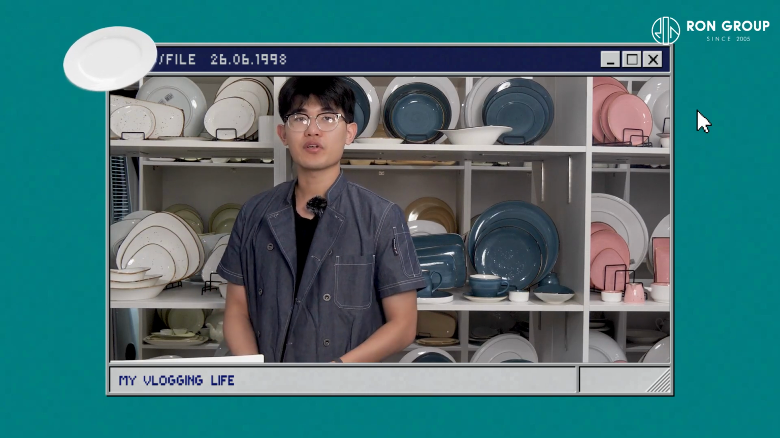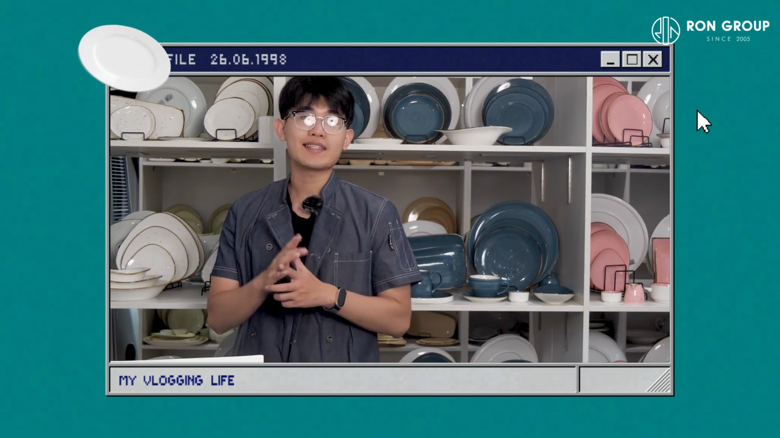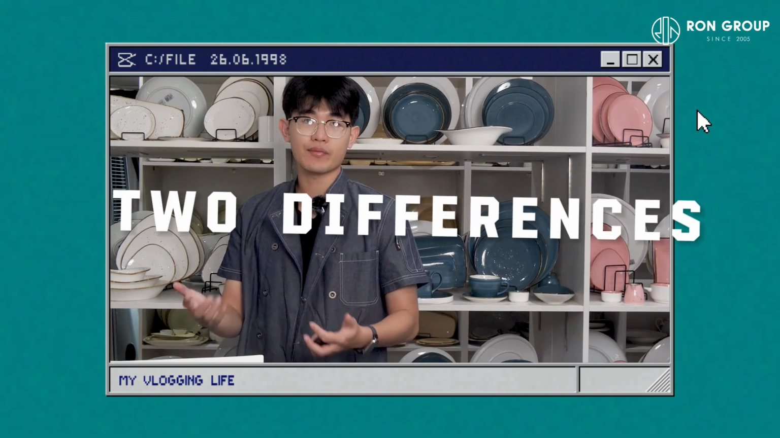Before choosing tablewares for a restaurant, we should understand these two differences in the ceramic place.